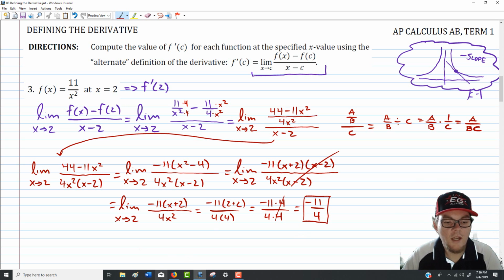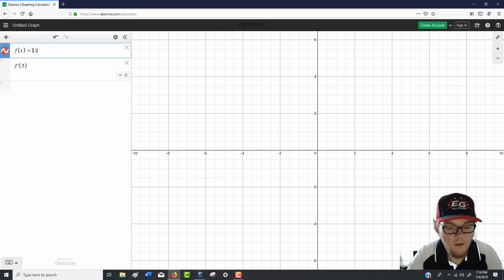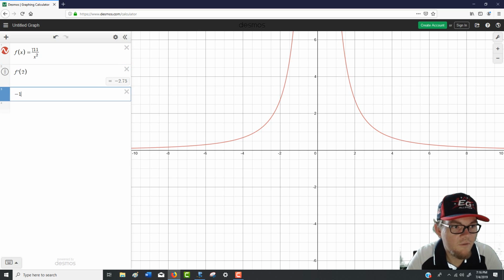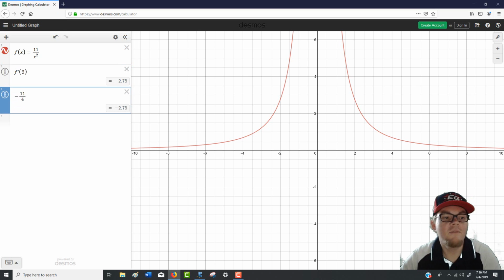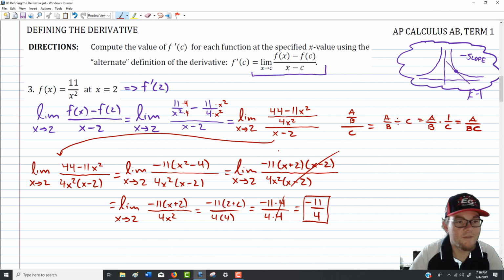And once again, we can go check on the computer, or on Desmos, if we got the right value. I'm seeing negative 11 fourths. We have 11 over x squared, and we were trying for f prime of 2. It says negative 2.75. 11 over 4 is, of course, that same value. So in fact, we once again found the value that we were looking for. So good job, us.